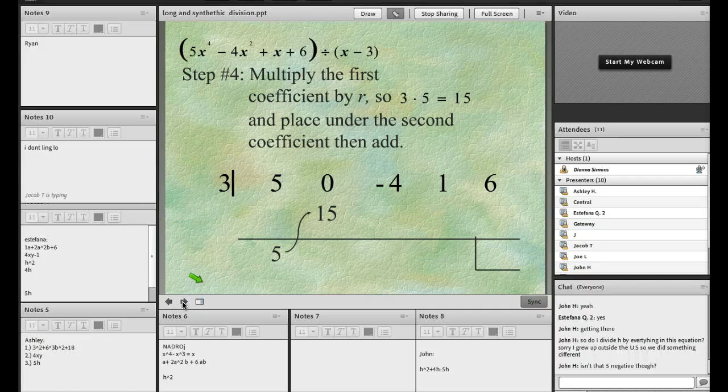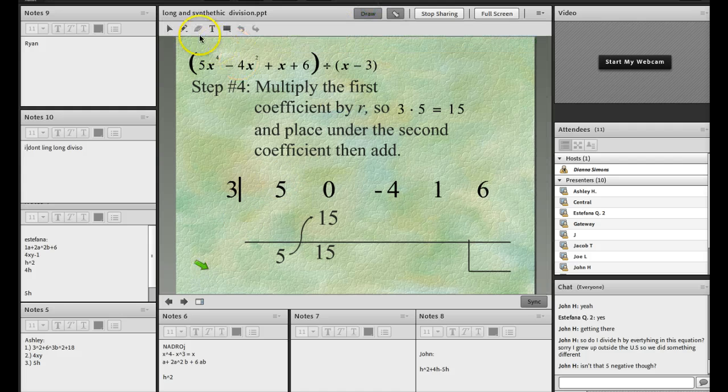Then we multiply. 3 times 5 is 15. We're always adding. Make sure that we have this here, and this is going to go away. It's okay. We're always adding. All right. So now I'm going to take the 3. I'm going to multiply by 15. What's 3 times 15?